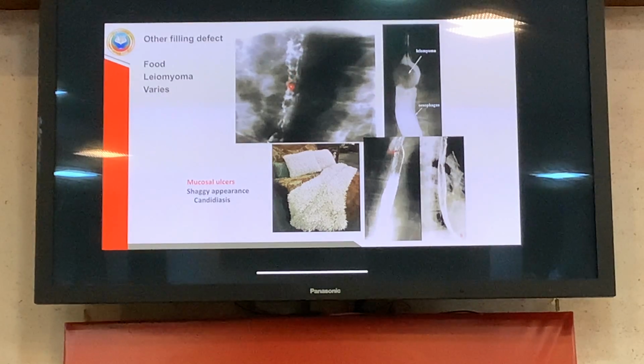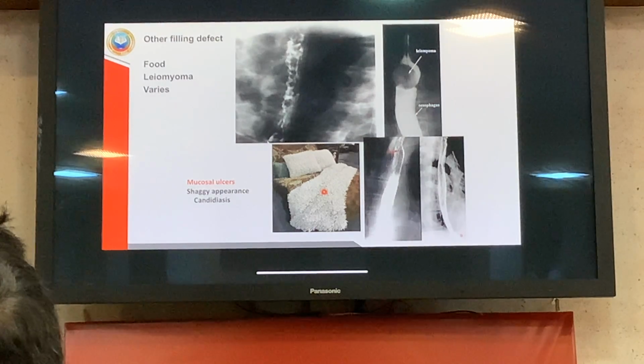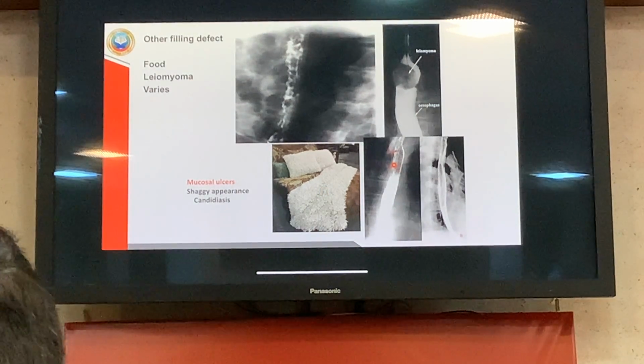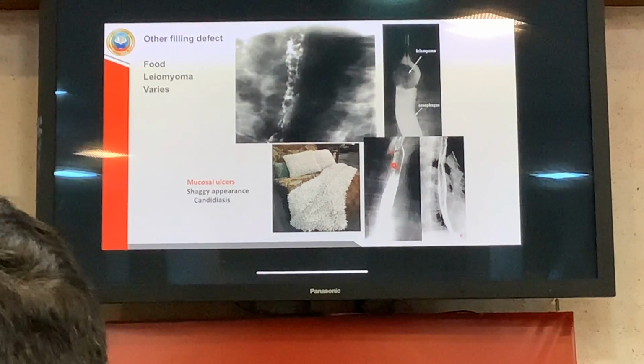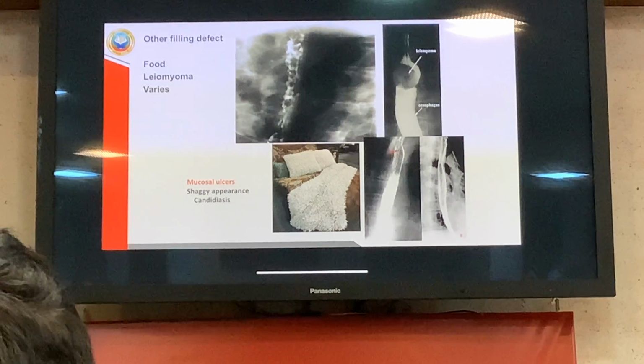Another filling defect in the esophagus is related to a tumor such as leiomyoma, or sometimes related to esophageal varices in patients with portal hypertension. This is multiple filling defects. And some patients have esophageal candidiasis, which will have a shaggy appearance. Look for this blanket appearance of the esophagus. This is a tiny filling defect in the esophagus.